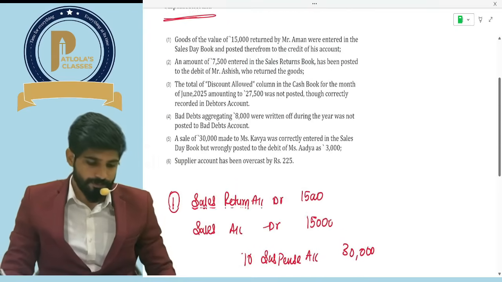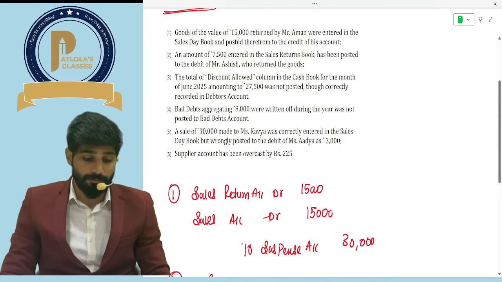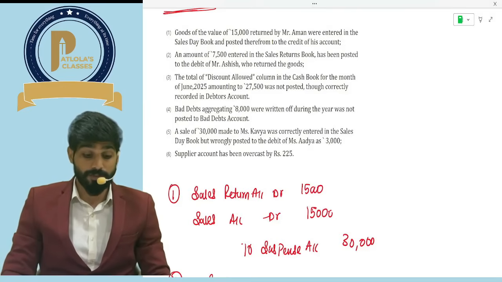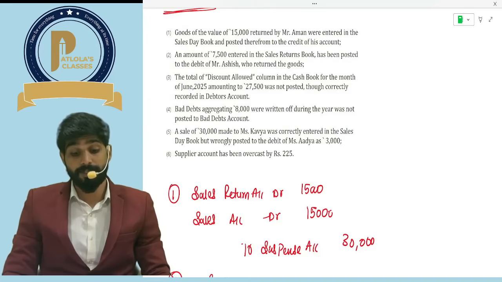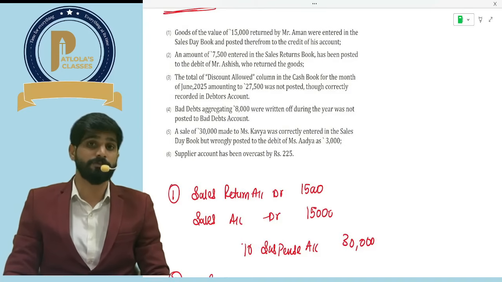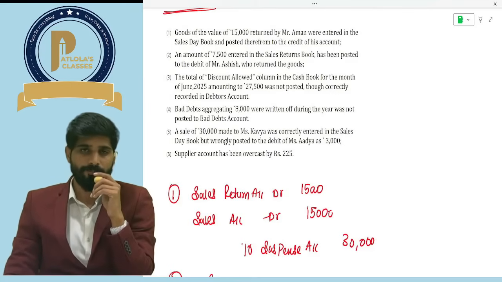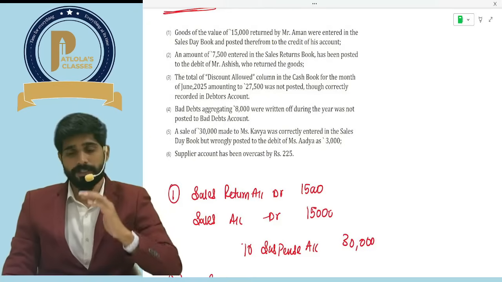Next one. A sale of, this is very important guys, a sale of 30,000 made to Kavya was correctly entered in sales day book but was wrongly posted to debit of Adya as 3,000. Guys, this kind of adjustments are very tricky. Please concentrate. Whenever you make a credit sale to Kavya, entry will be Kavya account debit to sales.